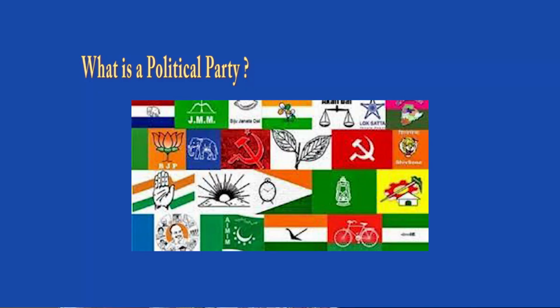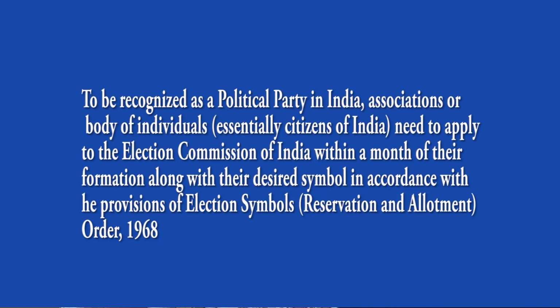Now, when I am talking about a political party, because a multi-party system constitutes different parties, what do we understand by a political party? In India, specifically, to be recognized as a political party, associations or bodies of individuals, and those individuals essentially need to be citizens of India, have to apply to the Election Commission of India within a month of their formation, with the petition of recognition, and they have to apply for a particular symbol. And this symbol has to be in accordance with the provisions of the Election Symbols Reservation and Allotment Order 1968.